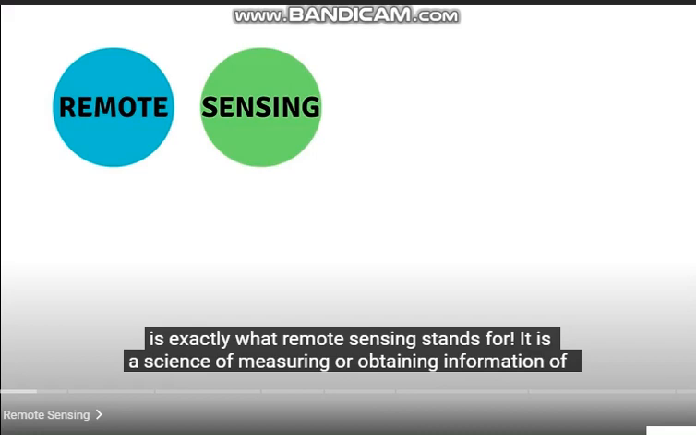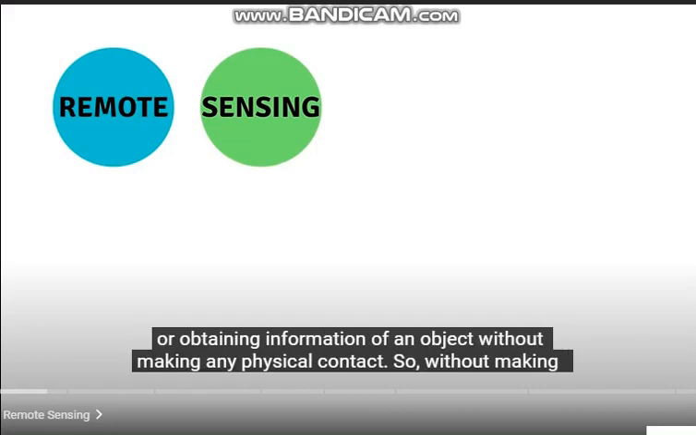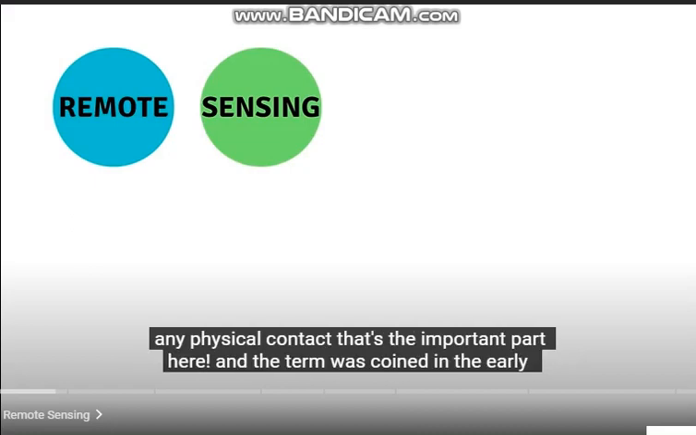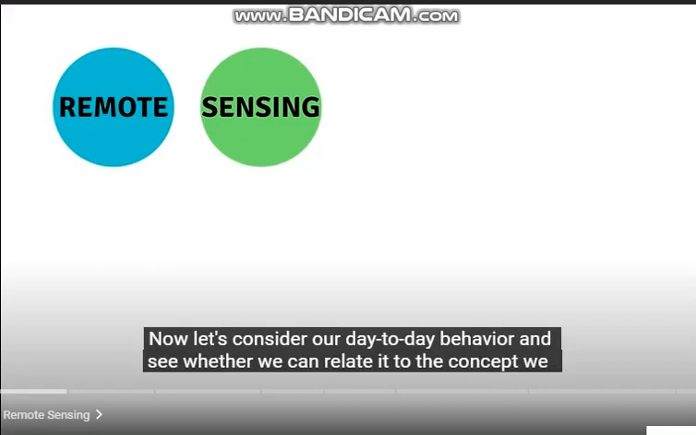It is a science of measuring or obtaining information of an object without making any physical contact. I repeat, remote sensing is a science of measuring or obtaining information of an object without making any physical contact. So without making any physical contact, that's the important part here. The term was coined in the early 1950s, and nowadays it's a major branch of study within the realm of physical geography.